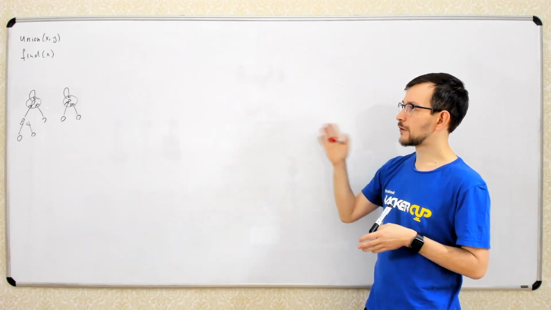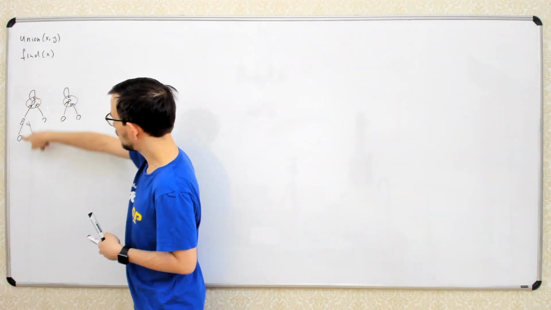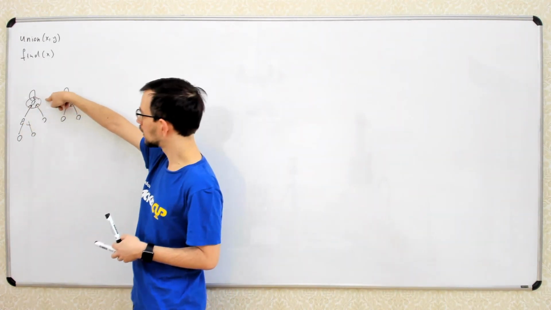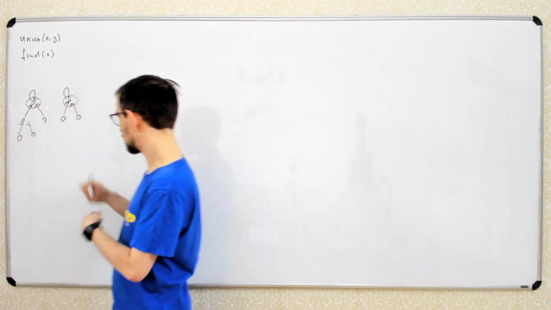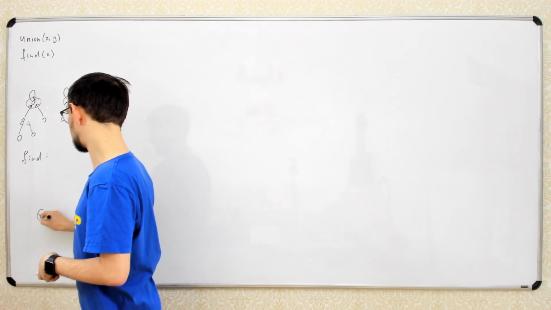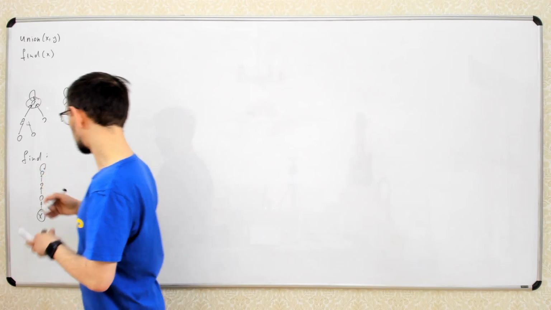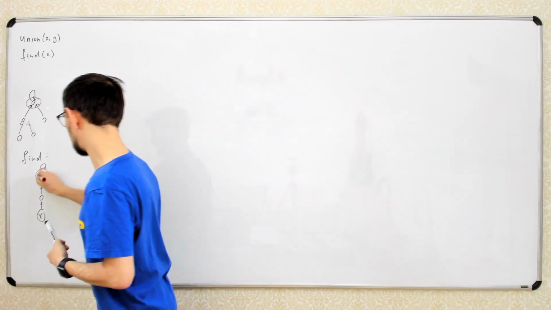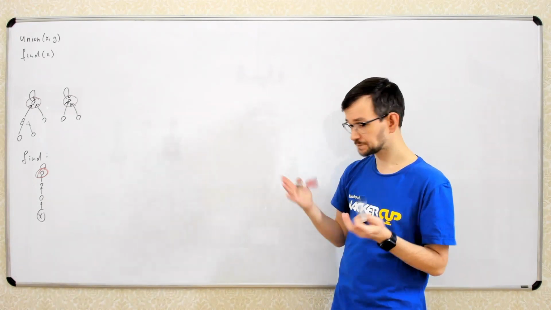Now, how do you implement the operations union and find? For the find operation, you simply go to the root of the tree. This tree represents the set which contains element x. So you simply take the element x and follow the path to the root of the tree, and this element will represent the set which contains element x.